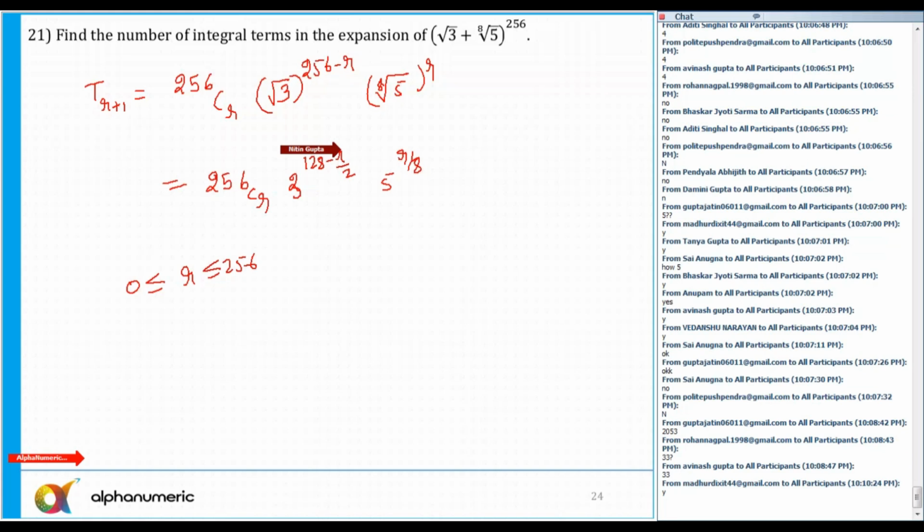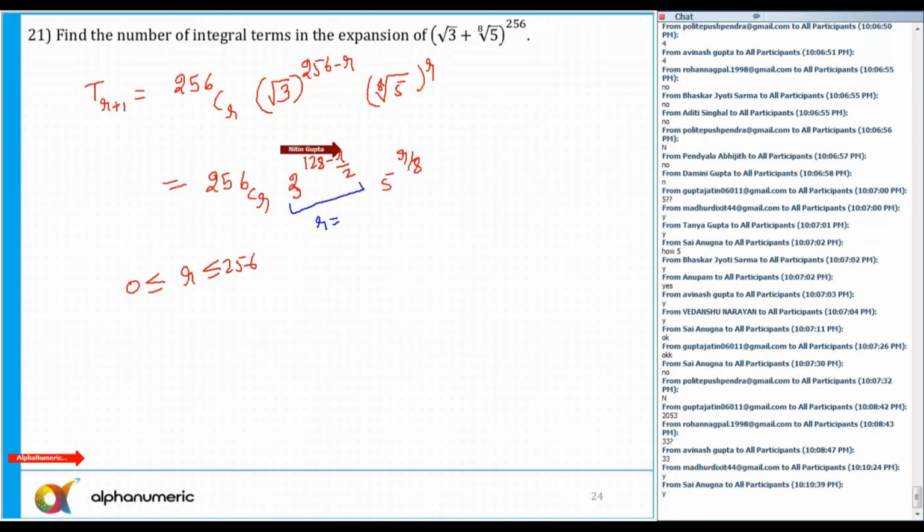From the first term, I can say that r should be a multiple of 2, then only it will be an integer. From the second term, r should be a multiple of 8. So r should be a multiple of 2 as well as a multiple of 8. It means r should be a multiple of 8 here. Let's say r is equal to 8b.